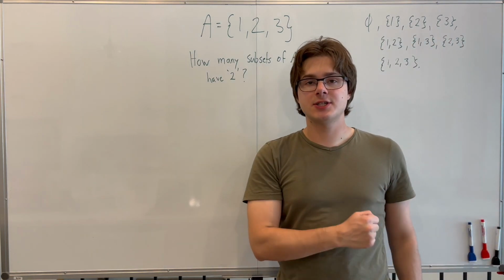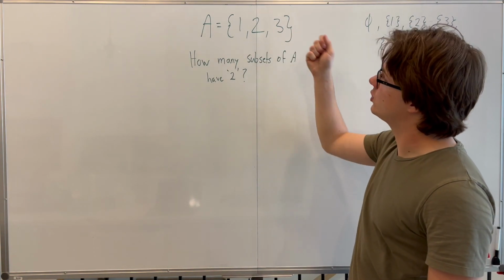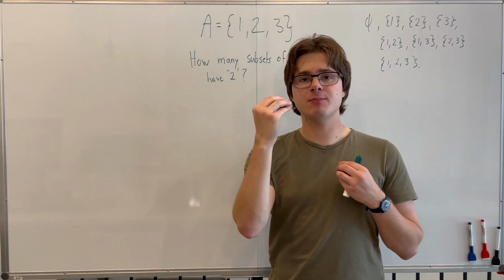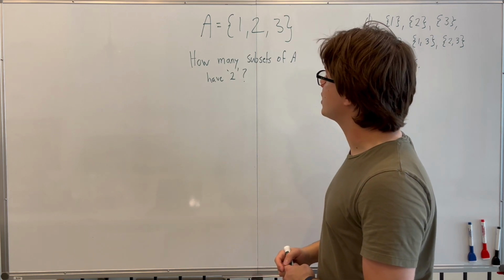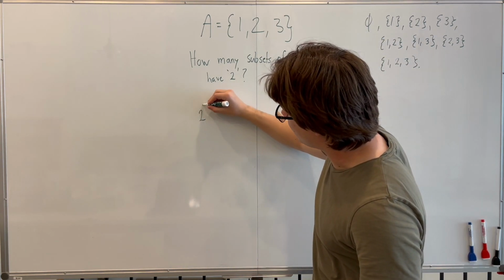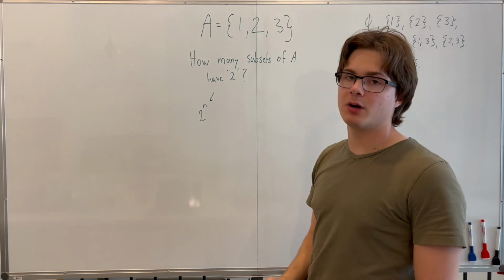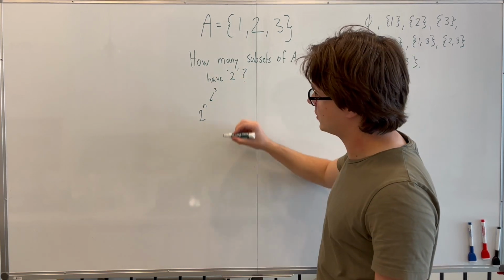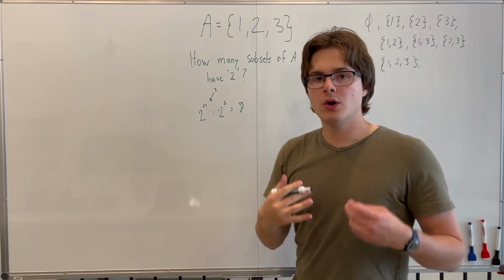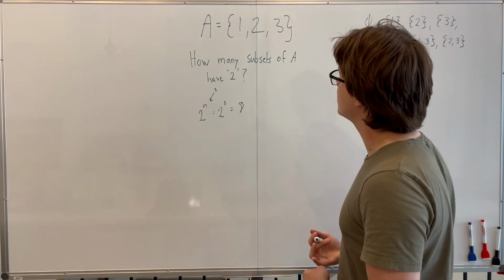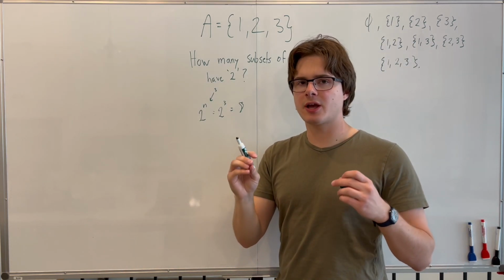Okay, let's revisit our well-known set A, where A contains the elements 1, 2, and 3. We know how to compute the total number of subsets A has by using our notation of 2 to the power of n, where in this case, n is the number of elements A has, which is 3. So it's really 2 to the power of 3, which is 8.